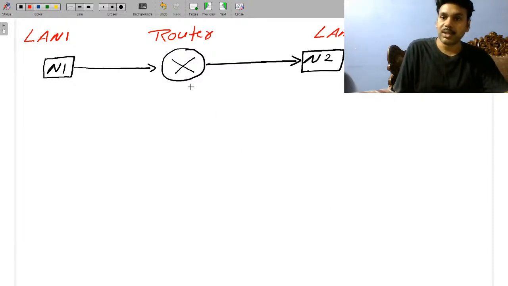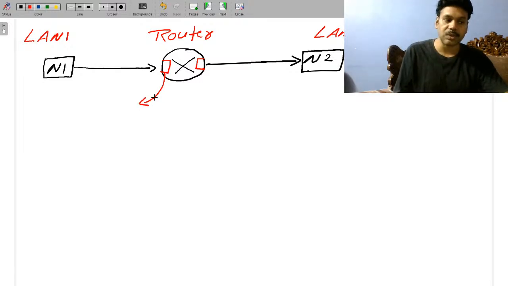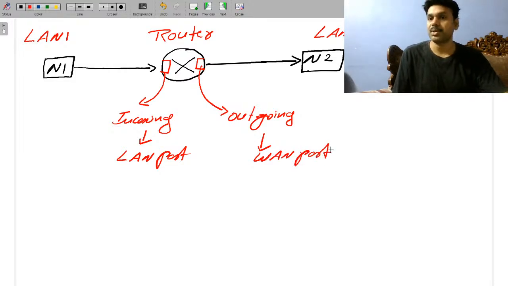I'm taking a router here. Router has two ports. By default, you can have any number of ports, but minimum you require two ports. One is incoming and the other one is outgoing. Incoming is your LAN port, outgoing is your WAN port. Please understand carefully. This is your WAN port.